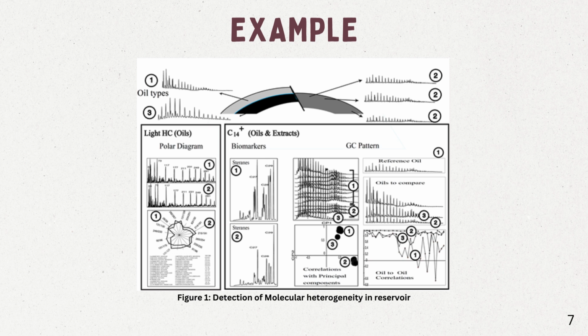So basically, the result is the recognition, in the set of analysis, of oil families with close or identical chemical characteristics. So you can see there are results for correlation with principal components here, and also oil-to-oil correlation. So this is on the gas chromatography screen.